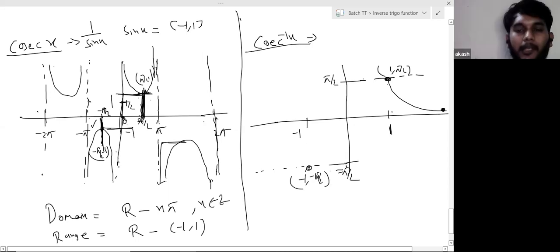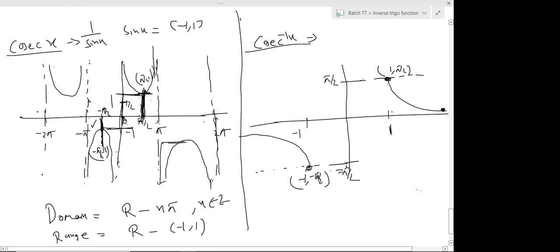And 0 comma minus infinite. So at minus infinite this becomes 0. So you will get a graph like this. All right. I told you this is a little complicated to understand, but it's a bit cool.